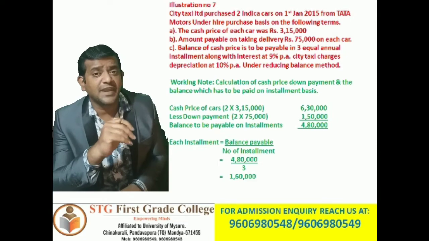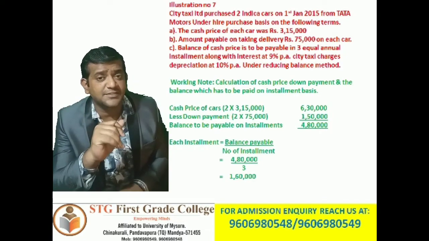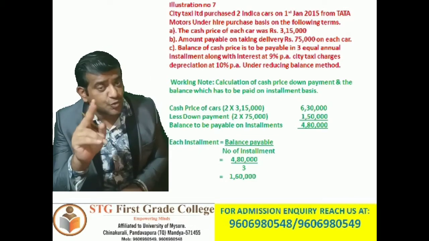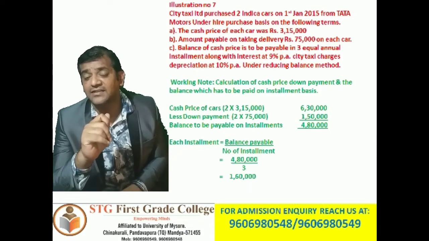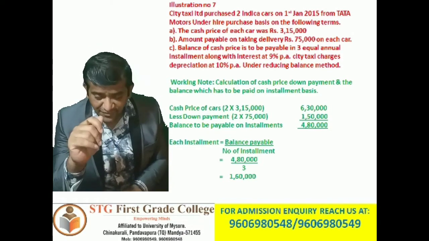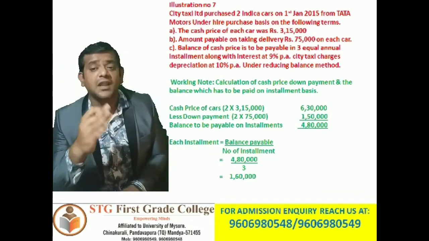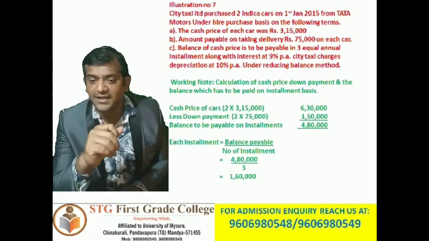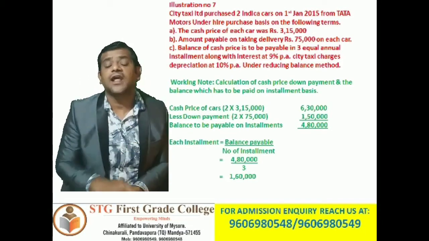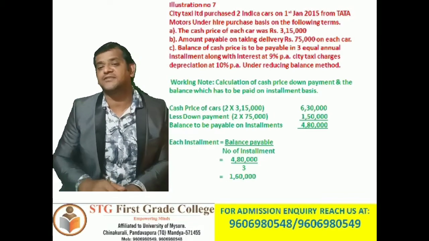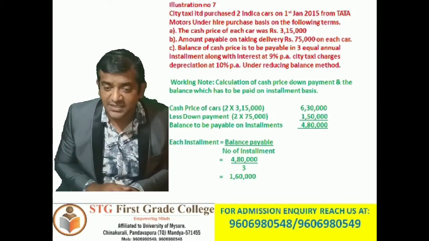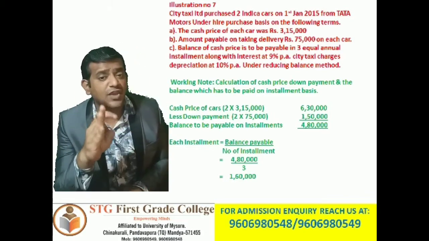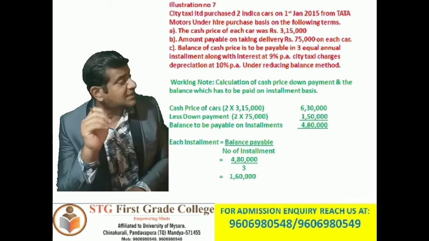Less down payment made. For each car, the down payment has been made 75,000. Correct? So less down payment, how many cars? 2 into what is the down payment made at the time of taking a delivery, 75,000. So mention 2 into 75,000, that comes to 1,50,000. So deduct it, 6,30,000 minus 1,50,000. You are going to get the balance to be payable on installments as 4,80,000 rupees. Correct? So now this 4,80,000 rupees is to be payable in 3 equal annual installments. That is what he said in the problem.